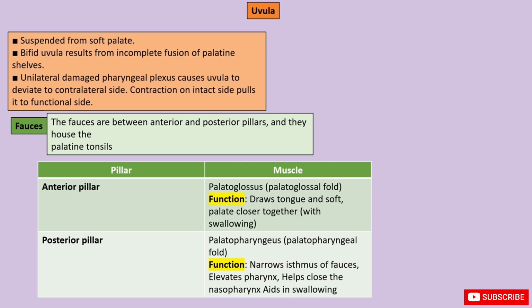Now, what are the fauces? The fauces are the soft fold of the muscles, between the anterior and posterior pillar, and between both pillars we have the palatine tonsils. The anterior pillar is the palatoglossus muscle, the posterior pillar is made up of palatopharyngeus, and the functions of both we should know. Palatoglossus draws the tongue and soft palate closer together, while palatopharyngeus will elevate the pharynx, help close the nasopharynx, and aid in swallowing.